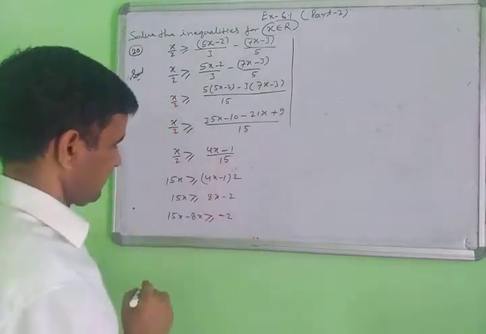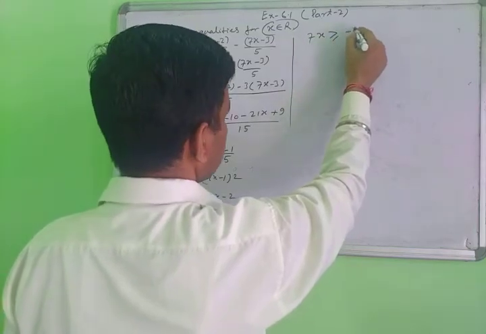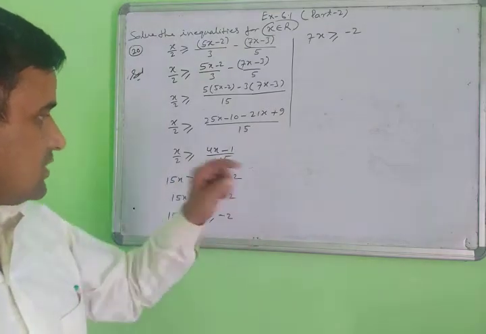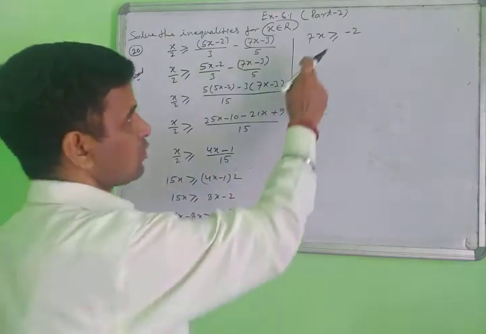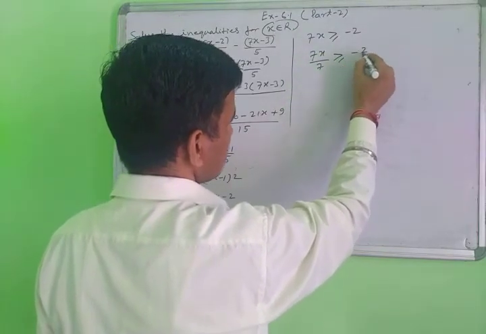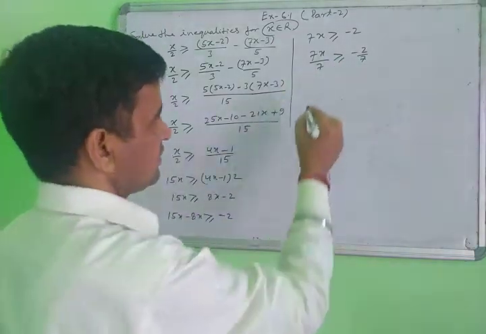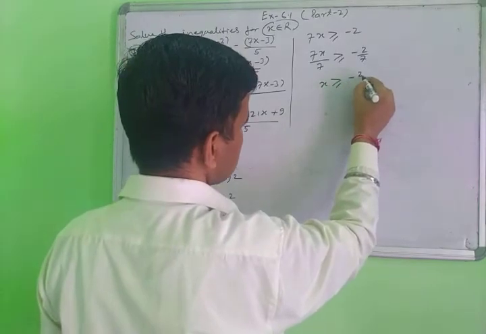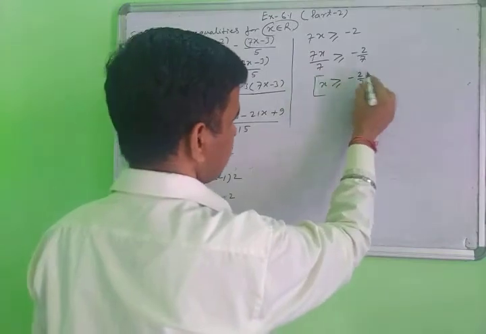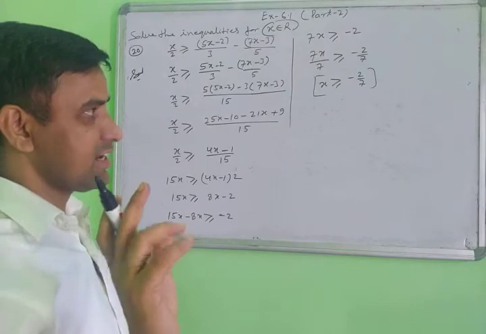What is left here? 7x greater than or equal to minus 2. Here, after subtracting, 7x, and here minus 2 is the same. Then how to remove this 7? 7x upon 7 greater than or equal to minus 2 upon 7. Since 7 is a positive integer, the sign will not change. So x greater than or equal to minus 2 upon 7. Then this is your solution set. What is the solution set?